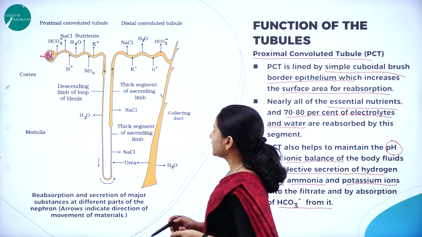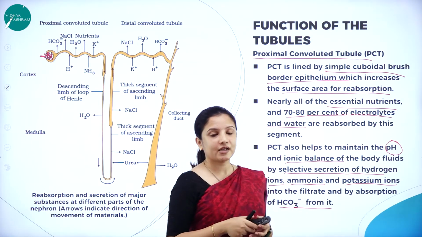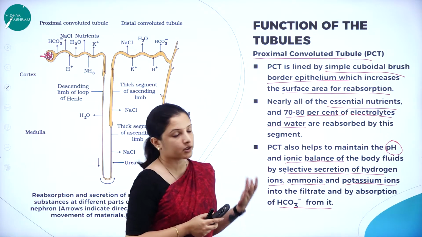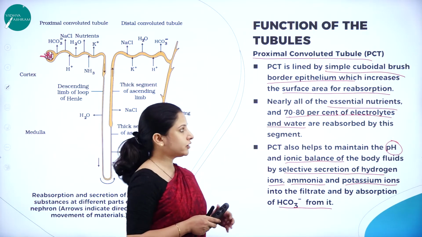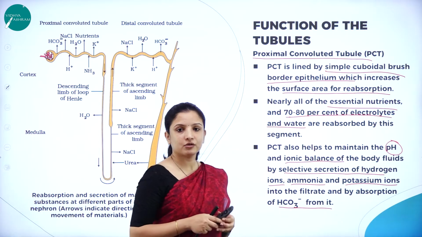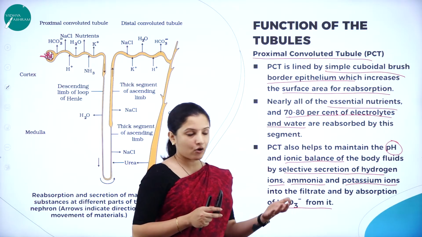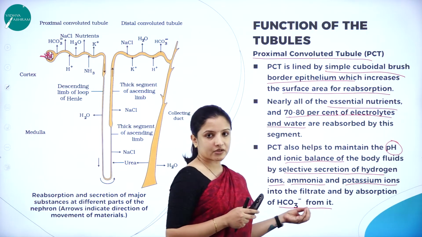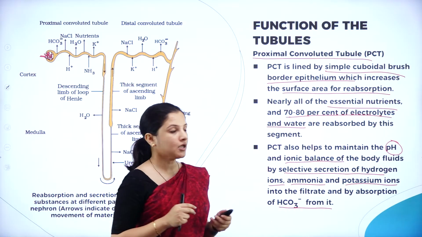So what all do they do? They reabsorb all the essential nutrients, because all those should not be a part of the filtrate. They should not go out of the body. So that is why the proximal convoluted tubule helps in the reabsorption of a lot of essential nutrients, a lot of electrolytes and water and all that. And apart from that, they also help in maintaining the pH and ionic balance of the body by secreting certain ions such as hydrogen ions, ammonium, and potassium ions into the filtrate, and also by absorbing the bicarbonate ions so that the ionic balance can be maintained there.